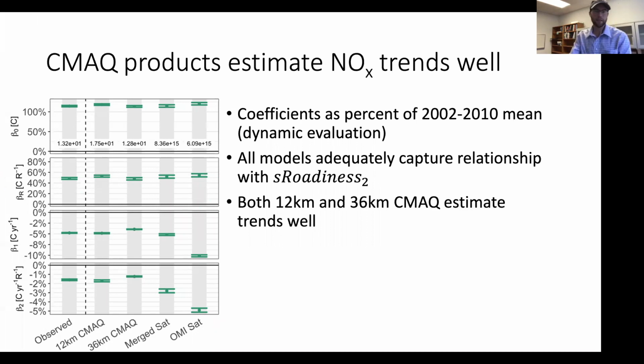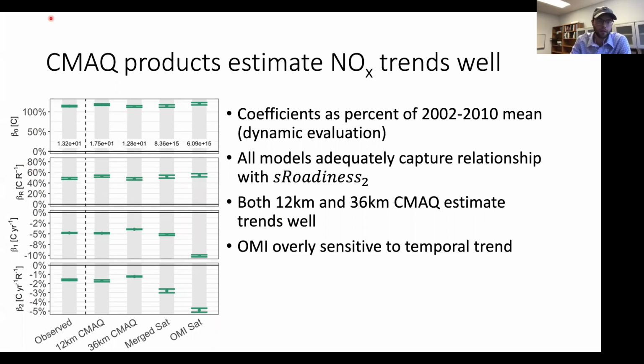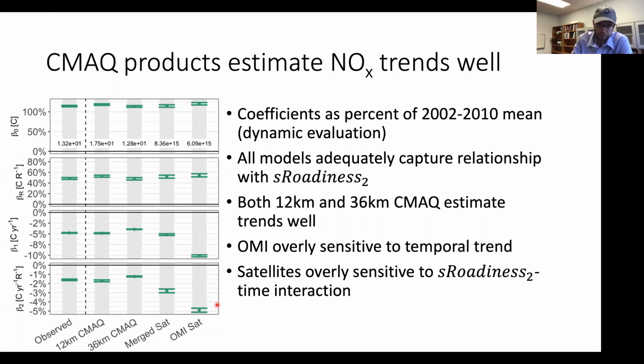I'll note that both the 12 kilometer and 36 kilometer CMAQ products do well for all of our regression coefficients here. You start to see differences in the satellite products though. So OMI is overly sensitive to this temporal trend and the impact of road proximity on the temporal trend. And both satellites are actually overly sensitive to the road proximity influence on the temporal trend.